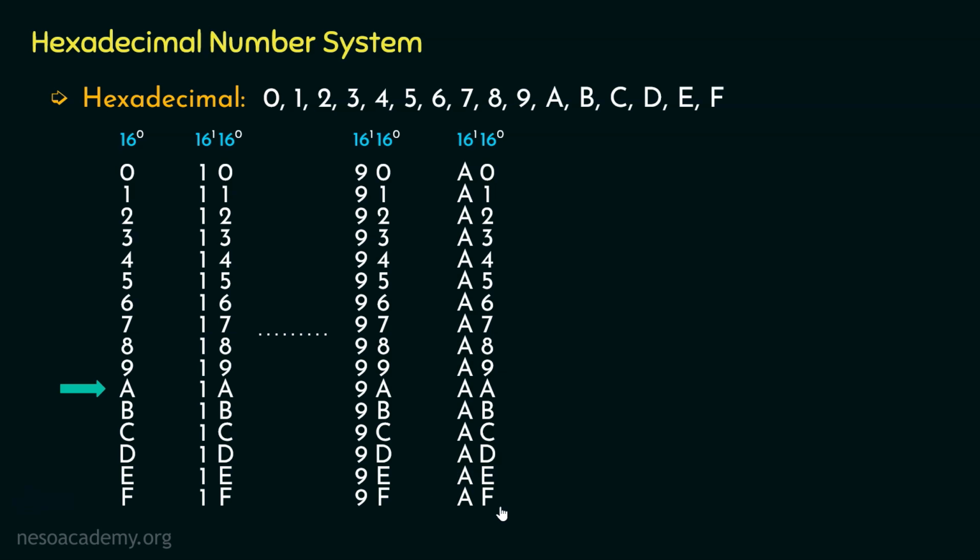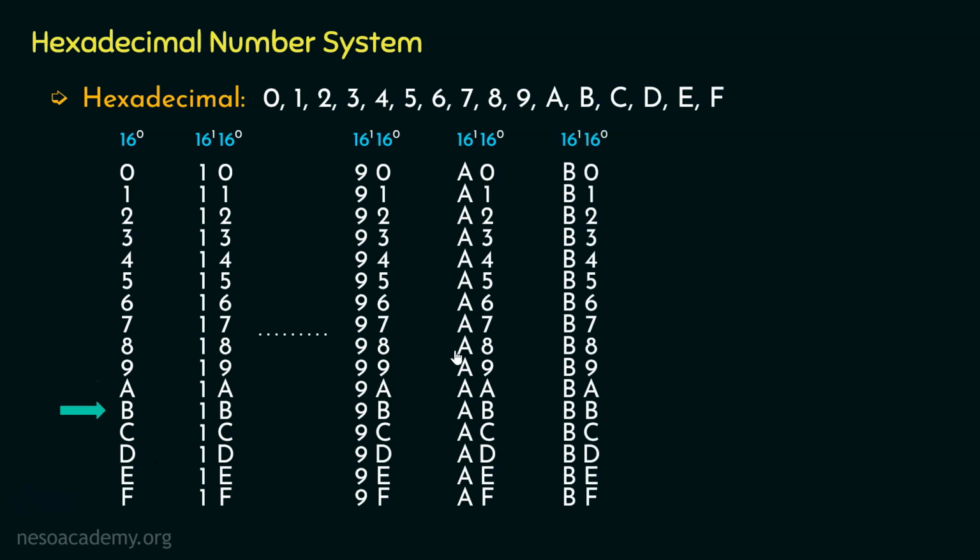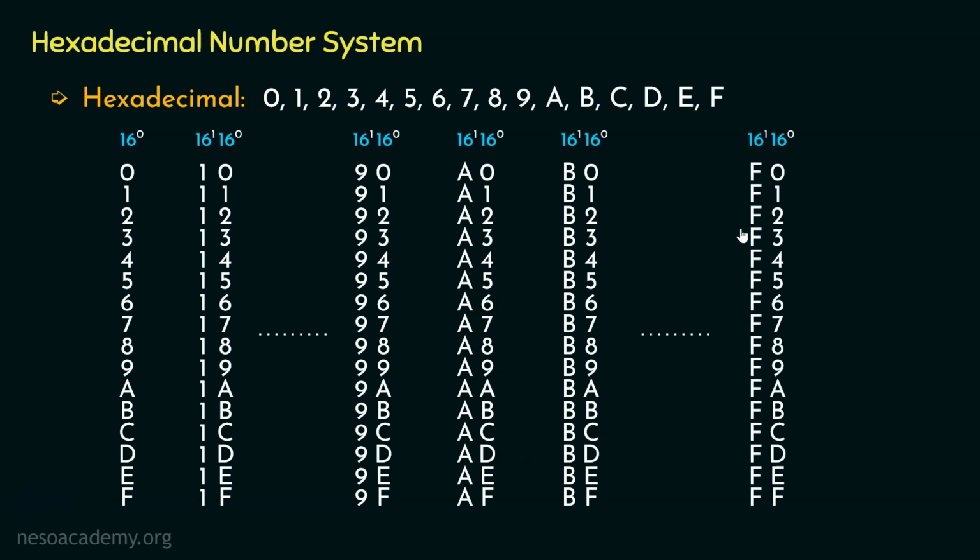Now after AF, what will be the next number? Well, in order to form that number and the subsequent ones, we are going to select the next symbol in line, that is B. And repeating the same drill, we will have a new set of numbers starting from B0 till BF. Like this, we will reach a point when for the most significant digit, we are going to select the symbol F. And repeating the same drill, we will have the next set of numbers starting from F0 till FF.